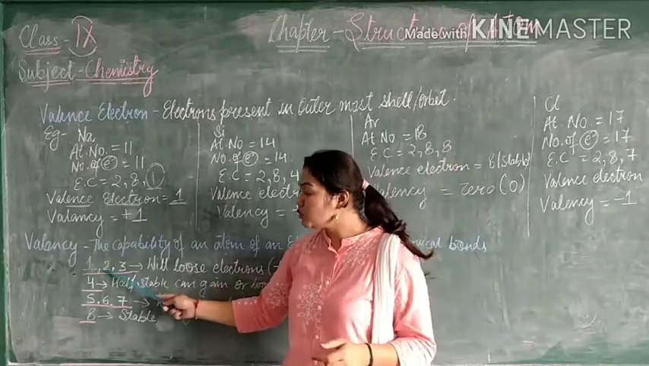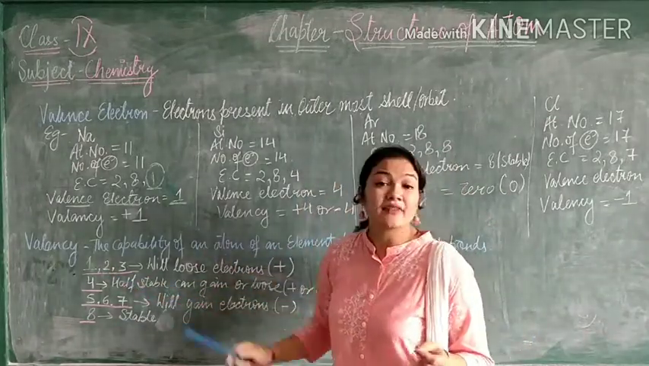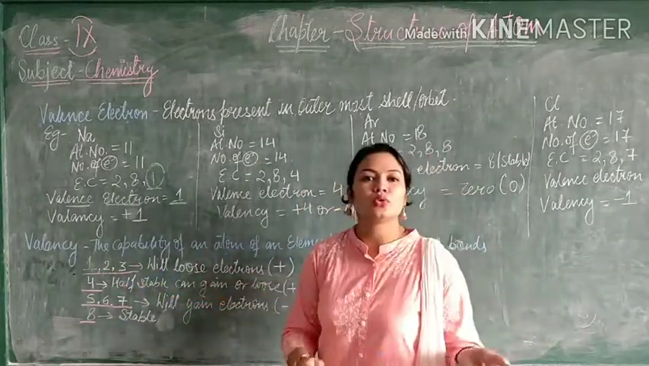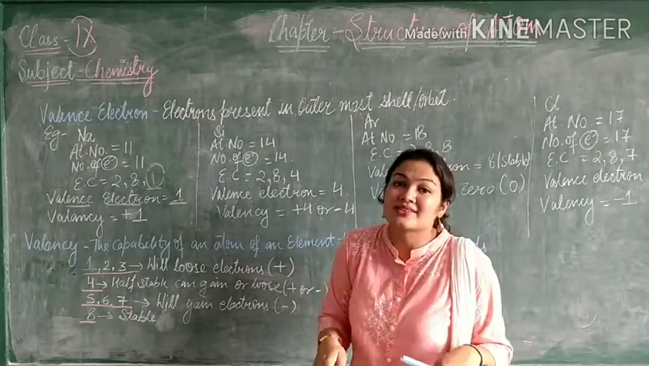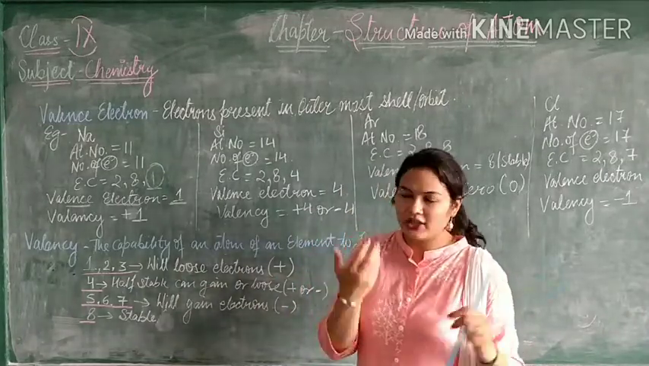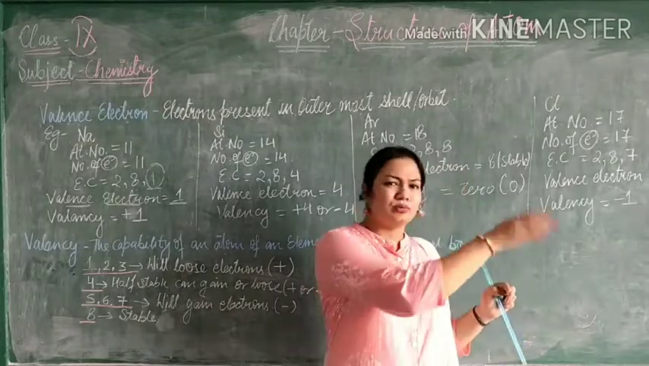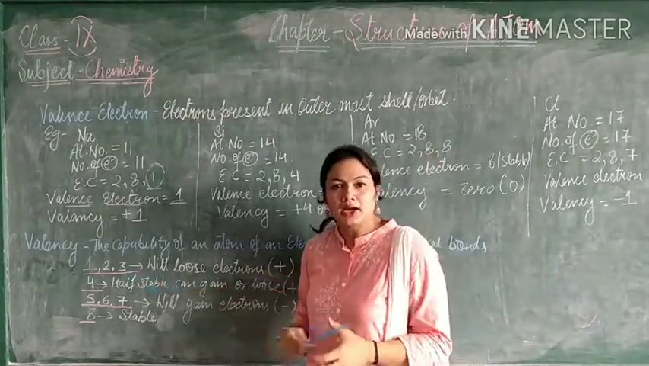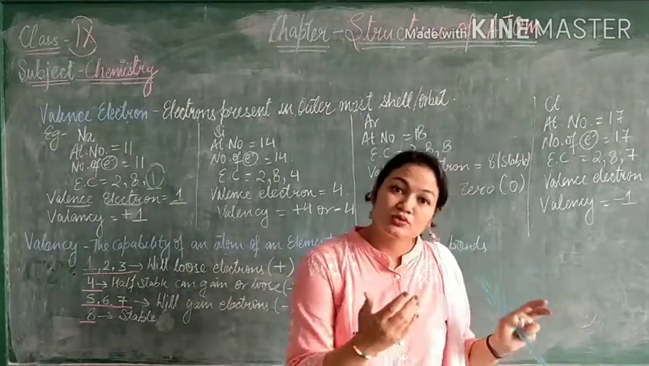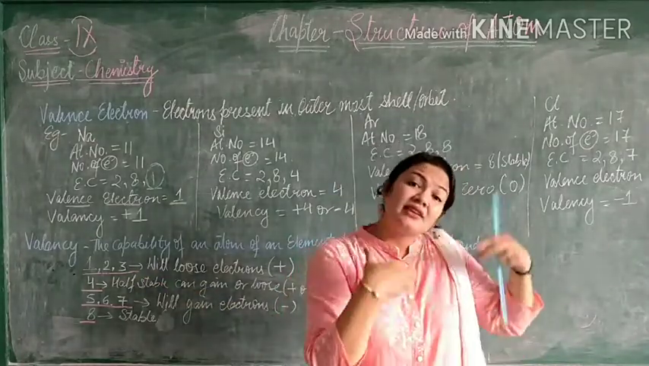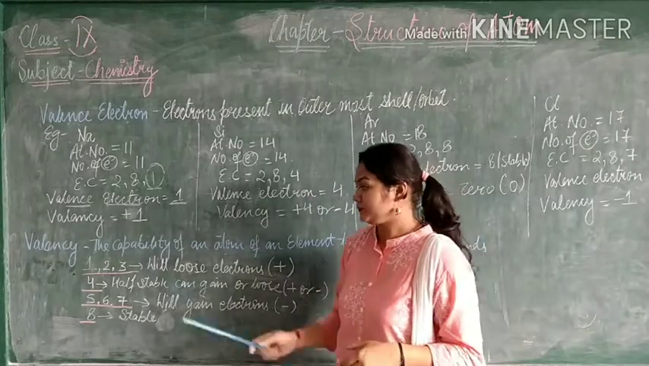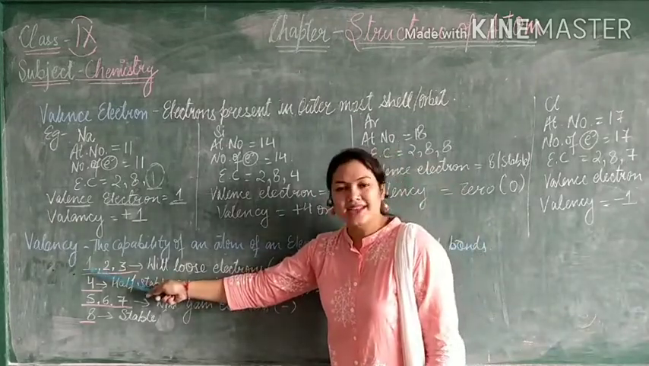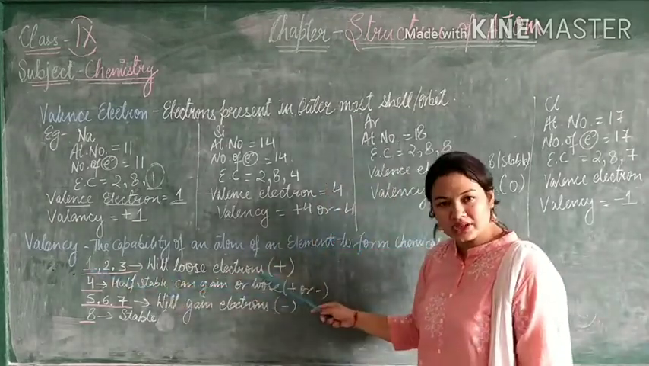In the same way, if the outermost shell has 2 electrons, then also it is going to lose them because it's very hard to take 6, since 6 plus 2 is 8. So it will say, whoever needs 2, take them so that I become stable. Same with 3. If it is 3, it is going to lose because it's very hard to take 5 electrons from somebody else. So whenever the number of valence electrons is 1, 2, 3, it is going to lose electrons.